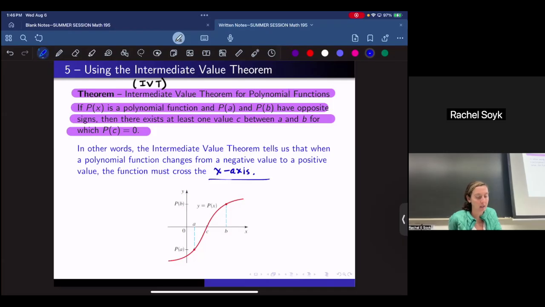And so we really have that visual being displayed here. Our P of A is a negative y value. Our P of B is a positive y value. And because we're dealing with polynomial functions that are continuous and smooth, we know that there will be no breaks from our A to B. And so it must cross over that x-axis, and you would yield a 0 at this value C that we labeled over here.